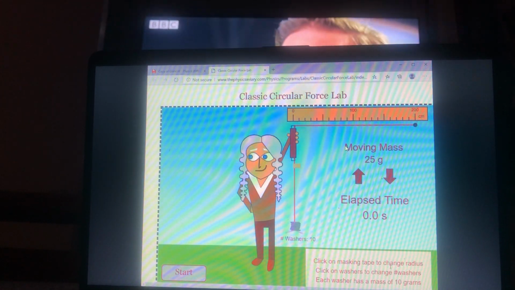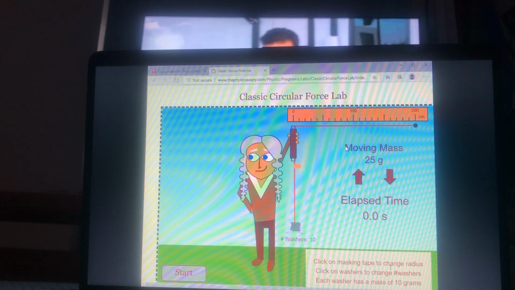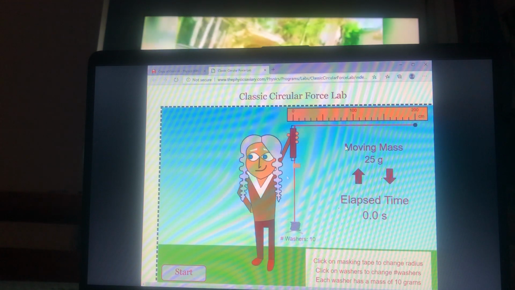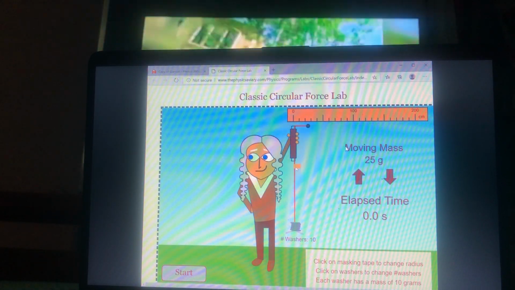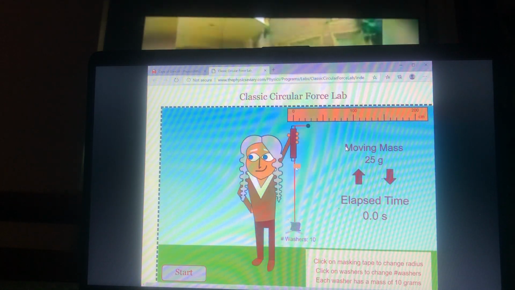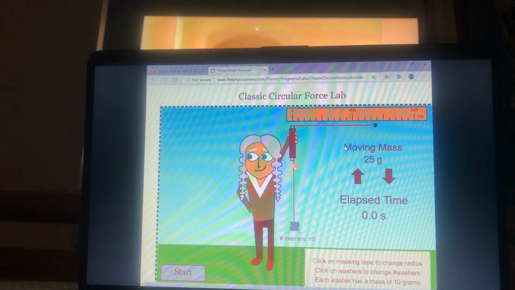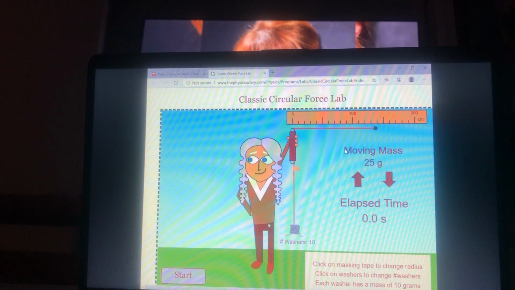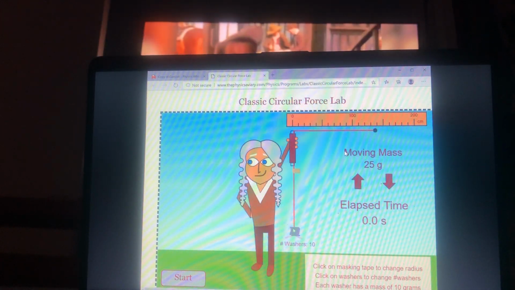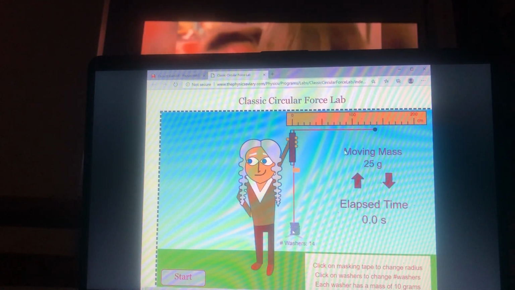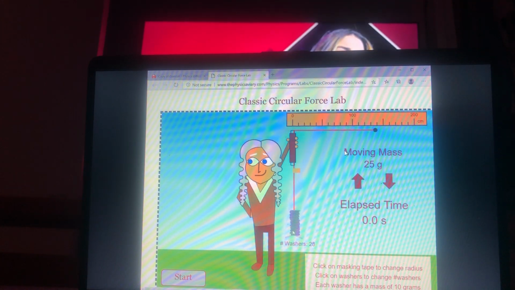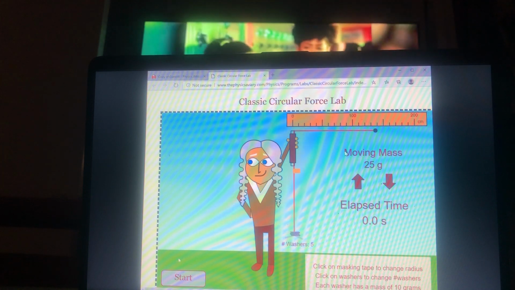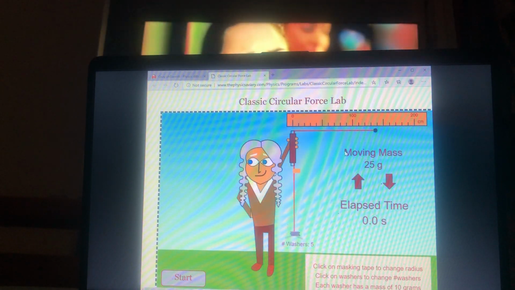So here's the experiment. It says you can click on the masking tape to change the radius. So let's click on the masking tape and we can change the radius. I think we want to change the radius to something like this. You can click on the washers to change the number of washers. Then you can start the experiment.